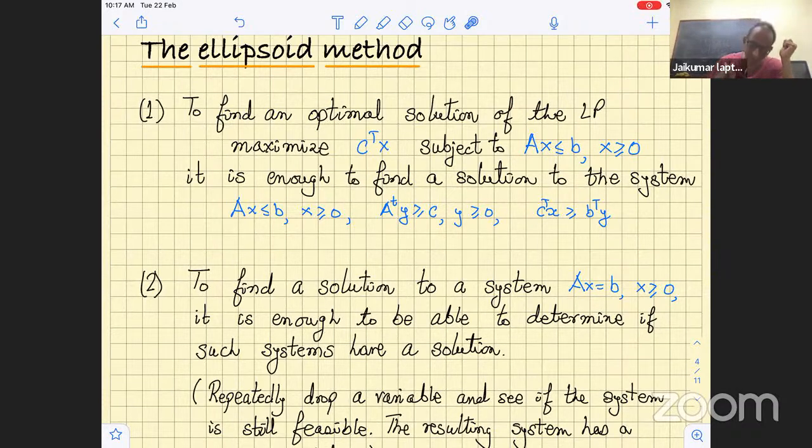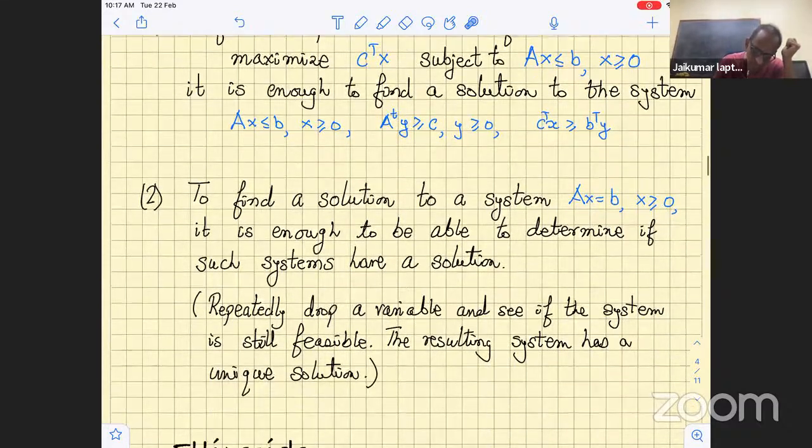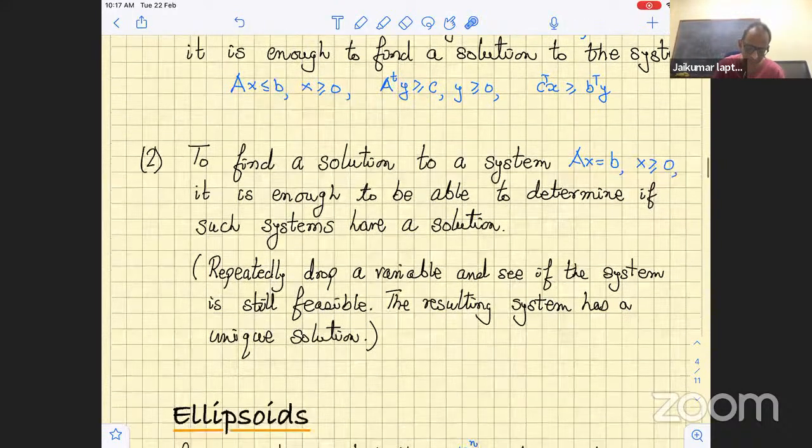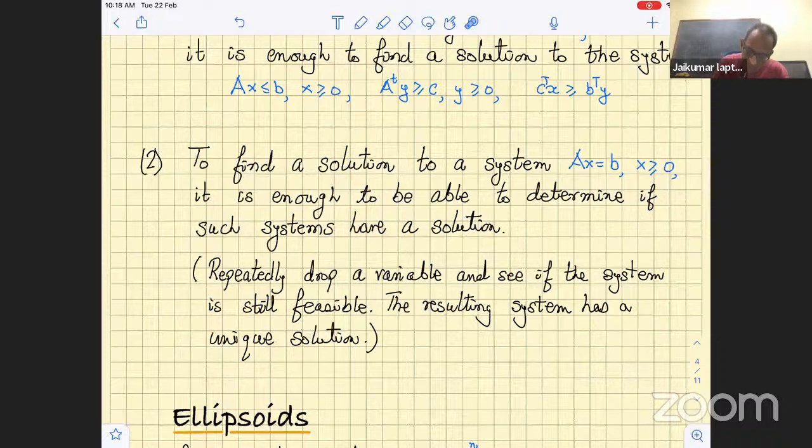Now, also, suppose somebody is able to tell us whether a system of inequalities is feasible or not. That is enough also to find a solution. So this is the second remark. Every system of linear inequalities can be turned into one of this kind, where we have put in slack variables and turned everything into equalities, and we did some maneuver so that the only inequalities we have are of this form.